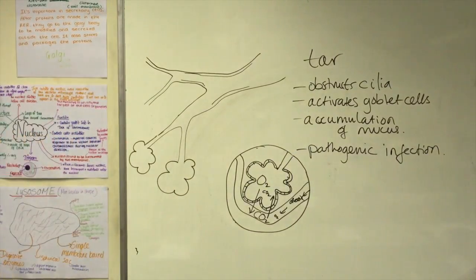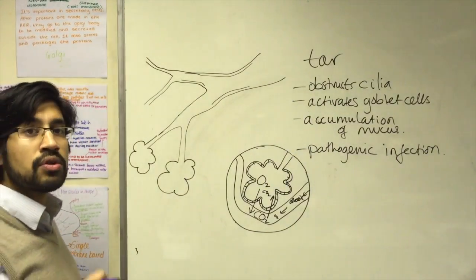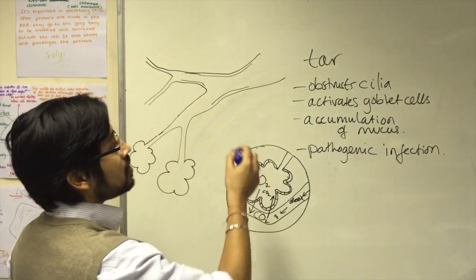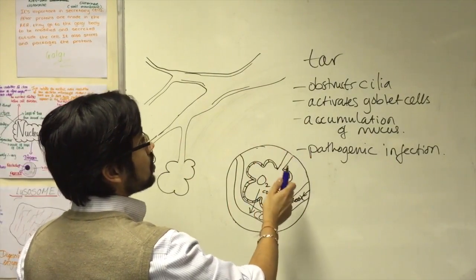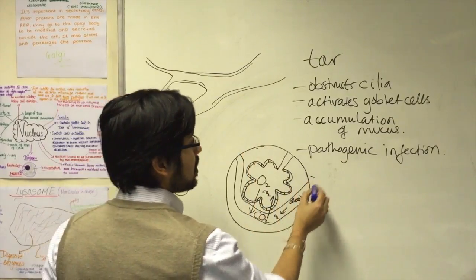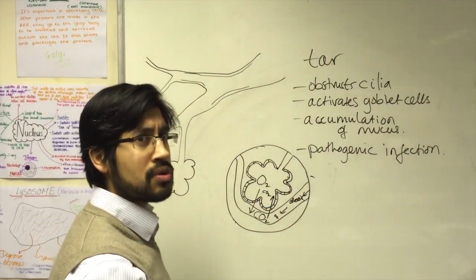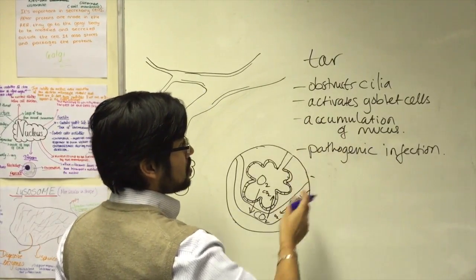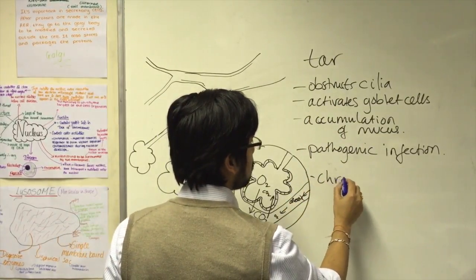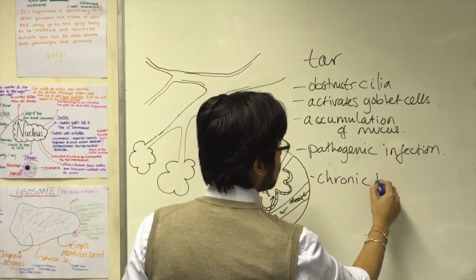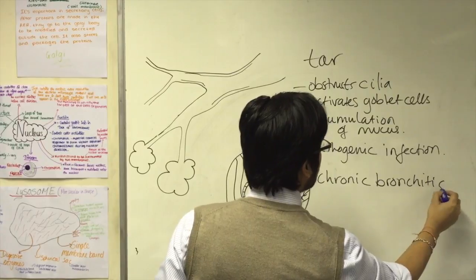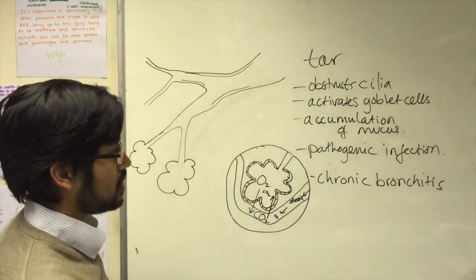Okay, so these are the main short-term effects. In the very immediate short term, you've got these effects. In the slightly longer short term, you've got all these things together called chronic bronchitis. Did I spell that right?